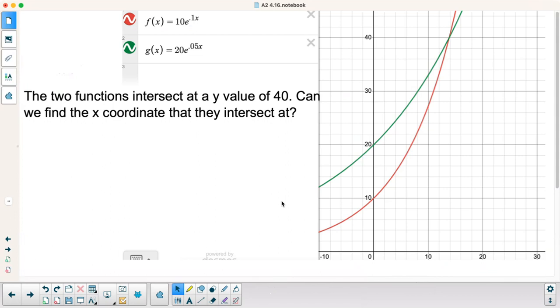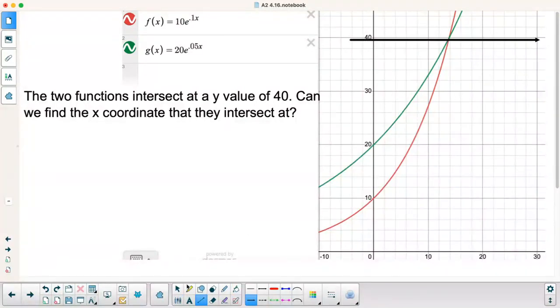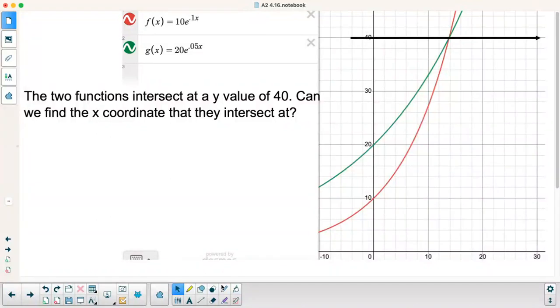If I have two functions, this is my first function, f of x, and my second function, g of x. Obviously, f is the red, g is the green. The two functions intersect at a y value of 40, because if I drew the line y equals 40, you see that these lines intersect right there.